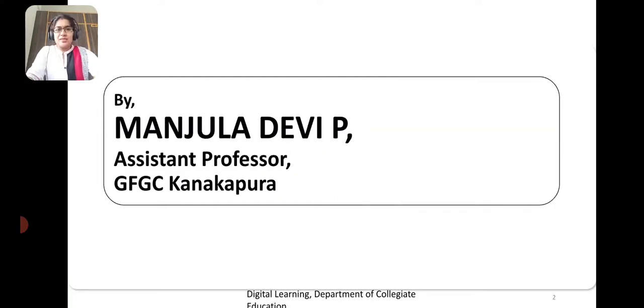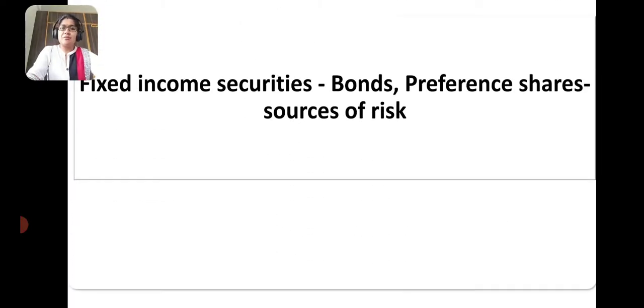Today I would like to discuss one of the very important concepts of investment management, that is fixed income securities, which are bonds, preference shares, debentures, and the sources of risk attached to fixed income securities. So first and foremost, what is the meaning of fixed income securities, what are their characteristics, and then what are the sources of risk? Do they carry any risk, and if so, what is the source through which they get risk?